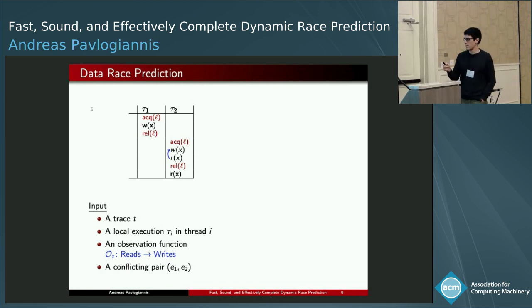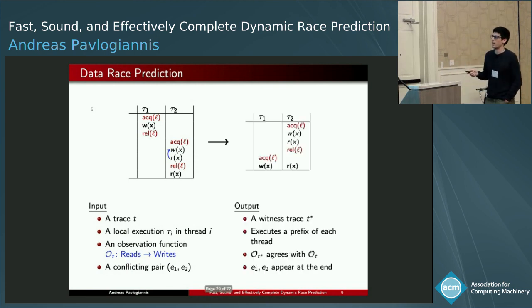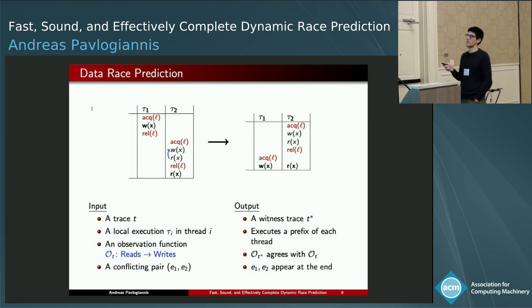Right. And now we want to find out whether this conflicting pair is a predictable data race of our input trace T, meaning that we can create a witness trace T star, which is just a reordering of certain events of T. So T star executes every prefix locally of its thread up to some point. Moreover, every read in T star sees the same write as in T, and the two events over which we're testing for a race appear at the end, manifesting the data race.